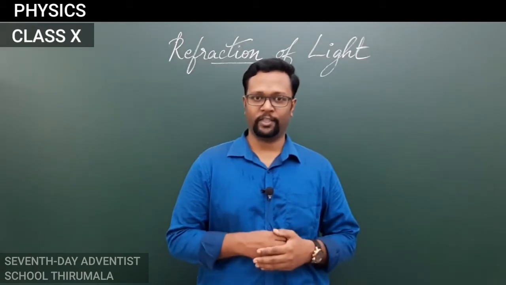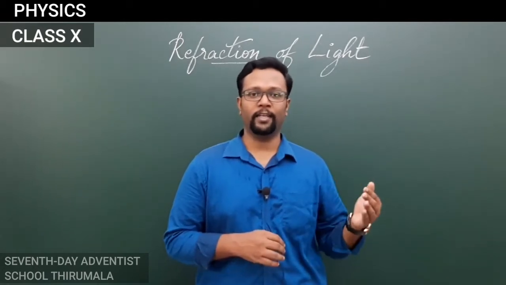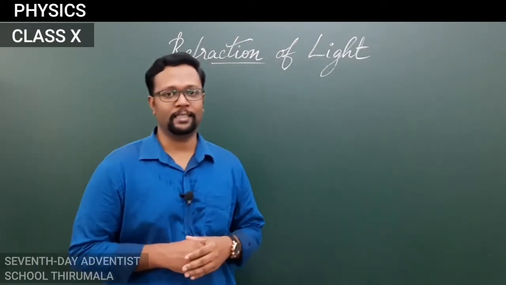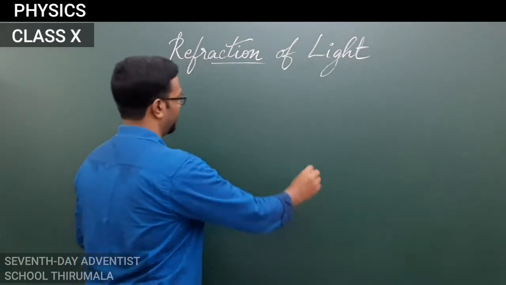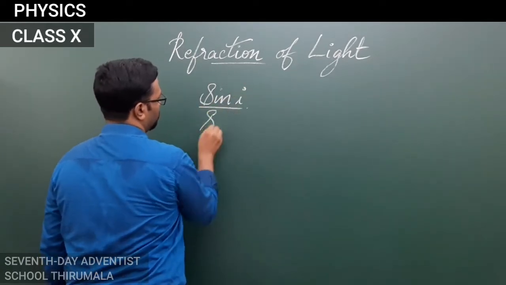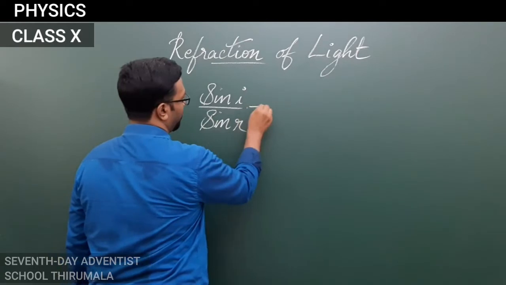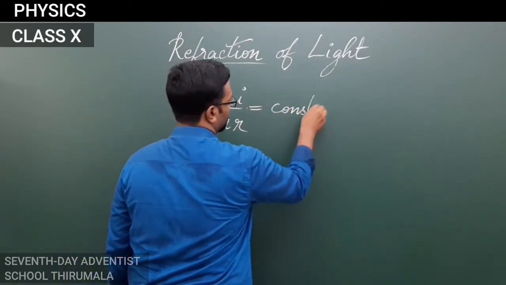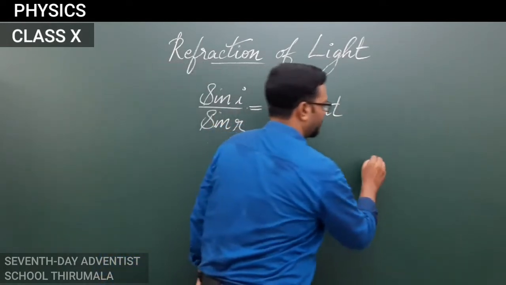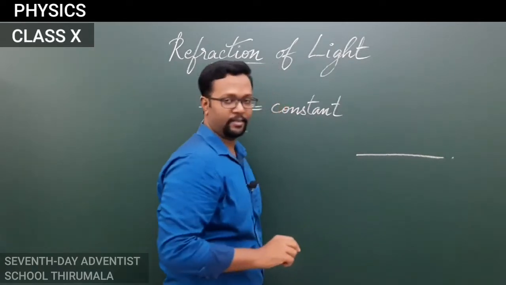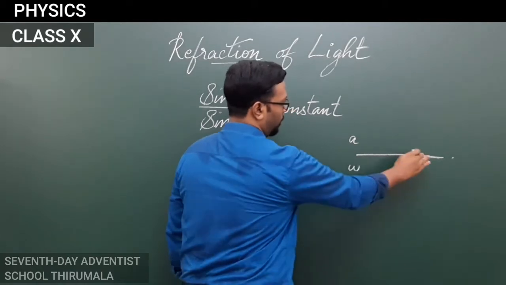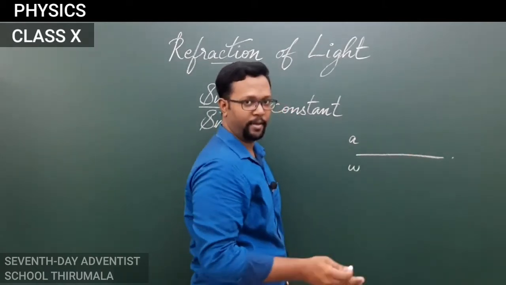So in the second law of refraction, it was mentioned that if you take the ratio of the sines of the angle of incidence and angle of refraction, what you get is a constant. So sine of angle of incidence to sine of angle of refraction will be a constant for a given pair of media. Given pair of media means let this be a surface separating two mediums, let it be air and water. Below this line let it be water and above the line let it be air.